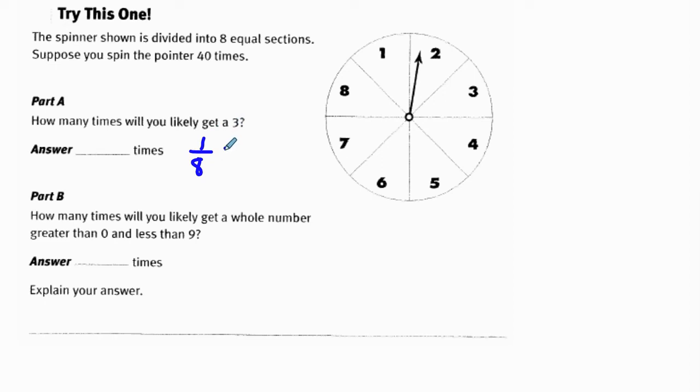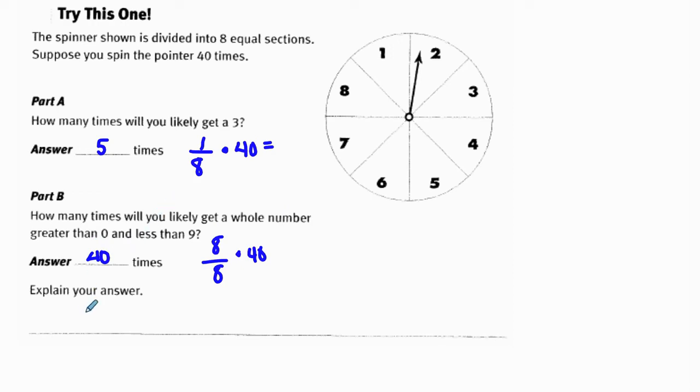And then 40 times, so we're going to do the probability, 1/8, times the amount of trials, 40. Now, I know 1/8 times 40 means the same thing as 40 divided by 8. So my prediction would be that 5 times it would happen. How many times will you likely get a whole number greater than 0 and less than 9? Okay, so let's see. All of these numbers are greater than 0 and less than 9. So 8 out of 8, which is like 1 whole times 40. It's going to be 40.